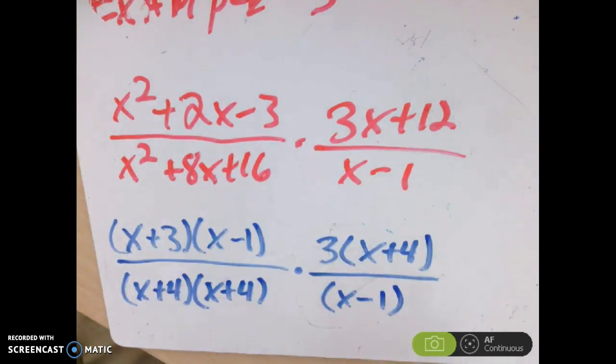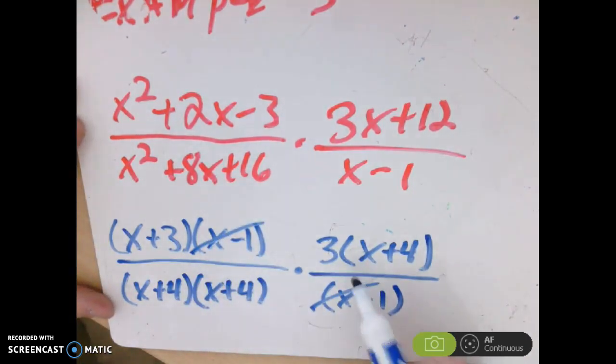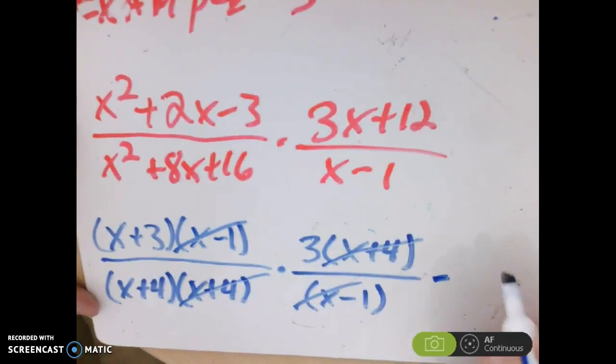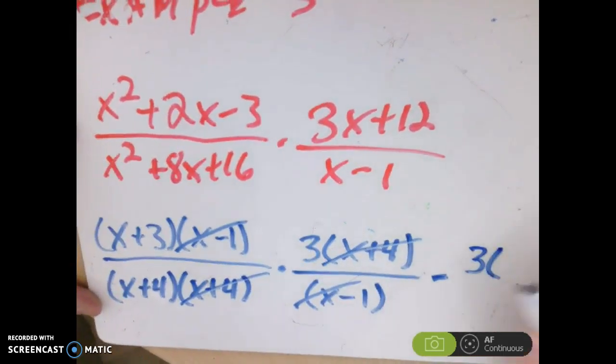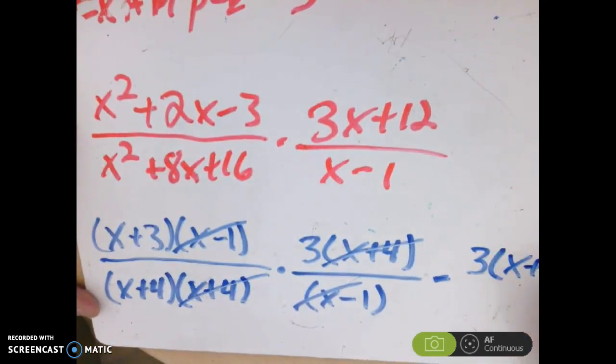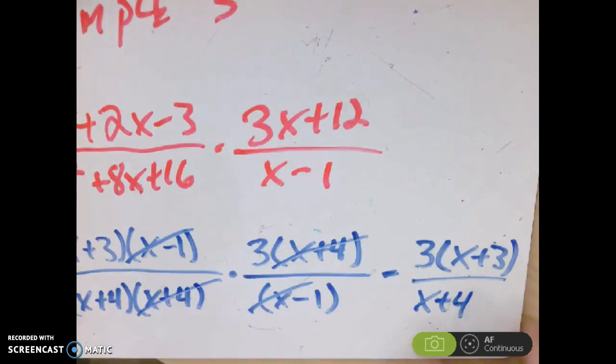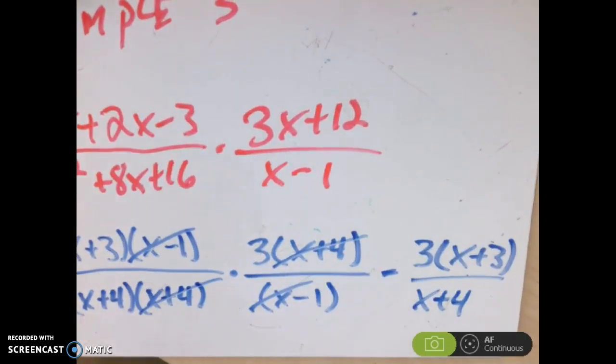Okay, so now I have it all factored, you have it all factored, and we can see that before I even do anything, there's stuff I can start canceling out. I have an x minus 1 on the top, and I have an x minus 1 on the bottom, so I'm going to cancel those out. I have an x plus 4 on the top, and I have an x plus 4 on the bottom. So almost everything cancels out. So my final answer that I'm going to be left with is I have a 3 on the top, and I have an x plus 3. Over, the only thing I have left on the bottom is an x plus 4. So that's my final answer, 3 times x plus 3 over x plus 4.